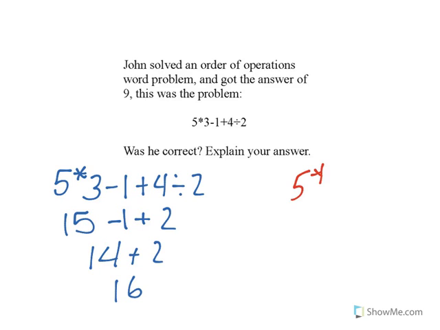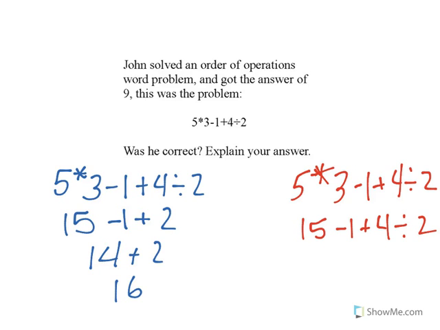And usually what John does wrong is he forgets about some rules of order of operations, and he just solves straight across, or he does subtraction before addition. Okay, so let's see if that's what John did. So we'll just do this incorrectly now. So 5 times 3 is 15 minus 1 plus 4 divided by 2. 15 minus 1 is 14 plus 4 divided by 2. So 14 plus 4 is 18 divided by 2, and 18 divided by 2 is 9. So that's what John did. Hopefully you said something along the lines of John did not follow order of operations.